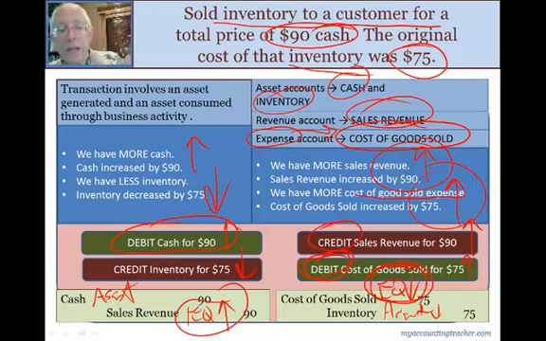And we see here, did we make any money? Yeah, because when we compile an income statement here, we're going to have revenue of 90 and cost of goods sold, an expense, of 75. The difference, the gross margin or gross profit, is 15.